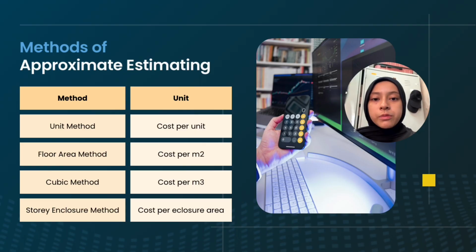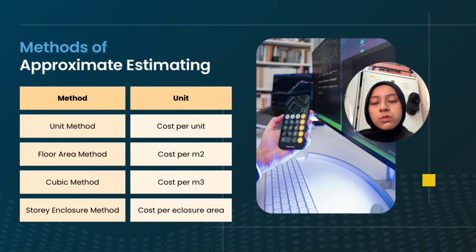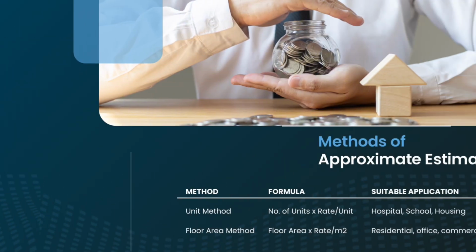There are four common methods used in approximate estimating. These are the unit method, floor area method, cubic method, and story enclosure method. Each method uses a different approach to estimate construction costs depending on the available project information and the type of building. And in the next few slides, I will explain each method one by one.